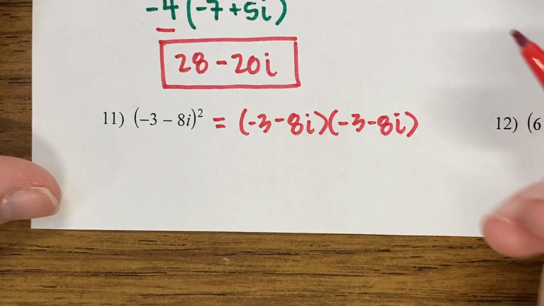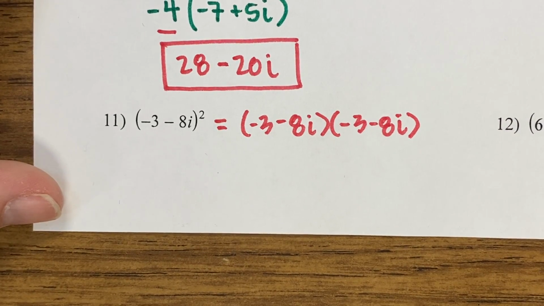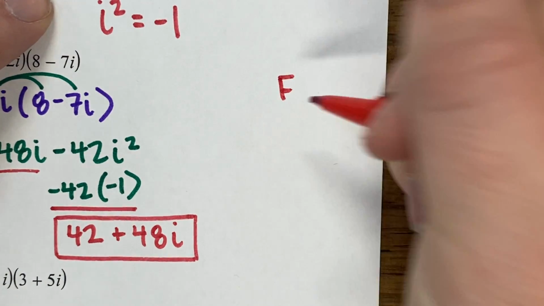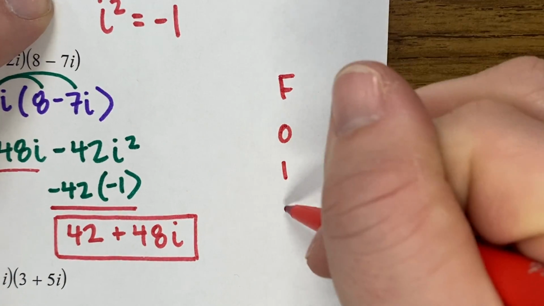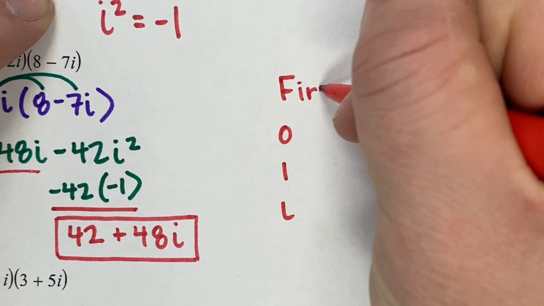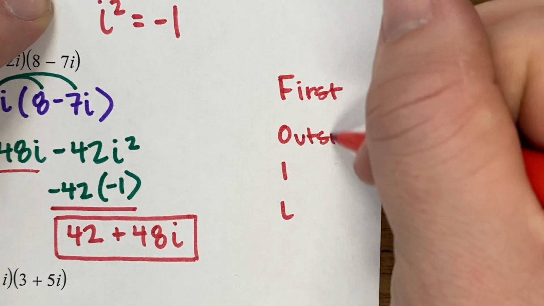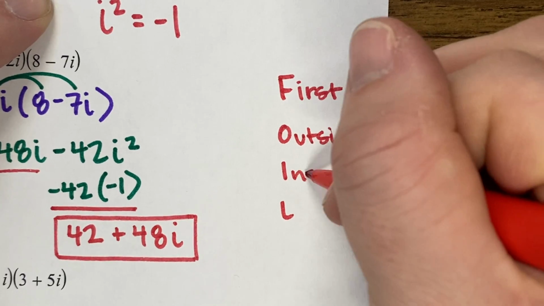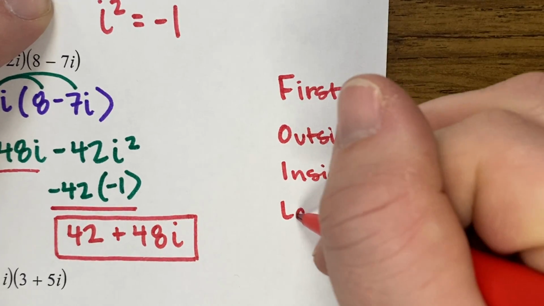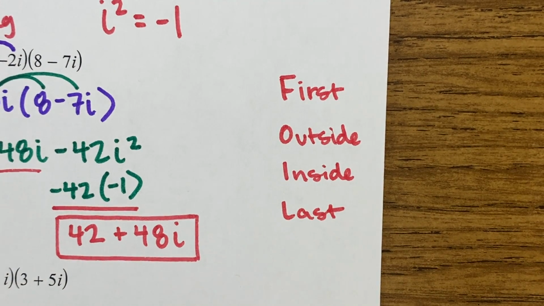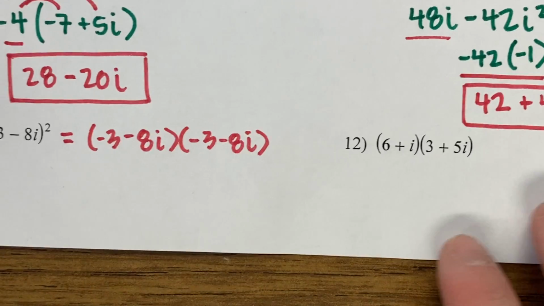Now we have two binomials being multiplied together, so I actually can use FOIL on this. So let's remind ourselves what FOIL stands for. I'll go over here where I have some room. F-O-I-L. F stands for the first terms you multiply. O are the outside terms, then the inside terms, and the last terms. Okay, so let's go ahead and do that.